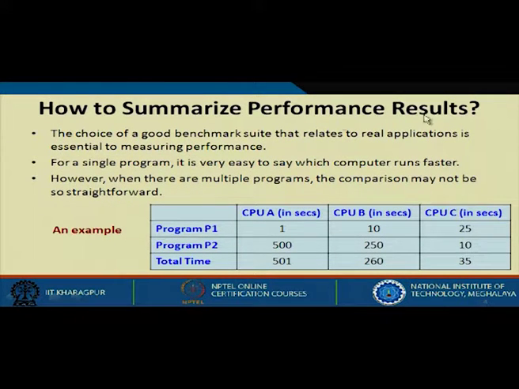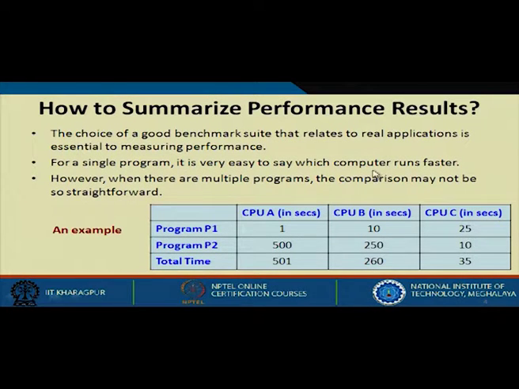So, how to summarize performance results? The choice of a good benchmark suite that relates to real applications is essential to measuring performance. So, the meaning is that the choice of a good benchmark suite is really very important. For a single program, it is very easy to say which computer runs faster, but will it be equally easy when you have a number of programs running on different machines and you are getting different results? How can you then say that this computer performs better than the other?